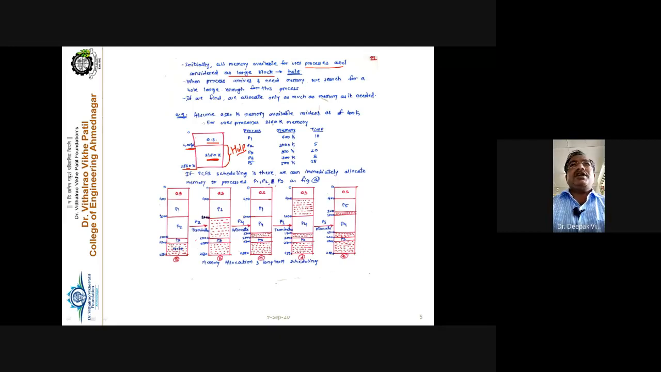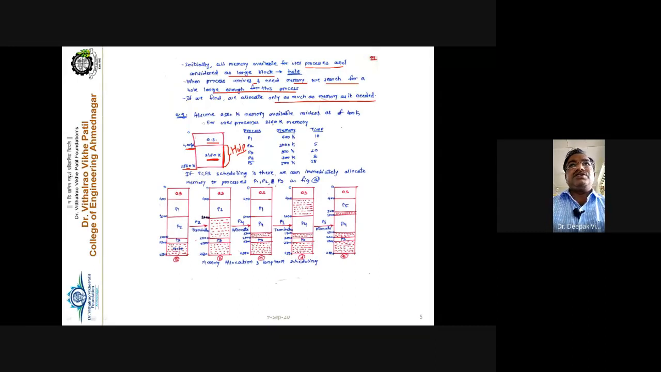When a process arrives and needs memory, we search for a hole large enough for that process. Initially the hole size is 2160K. If we find a hole big enough, we allocate only as much memory as is needed for that process. The process is executed, and after execution it is removed from memory, and again a new hole is created.